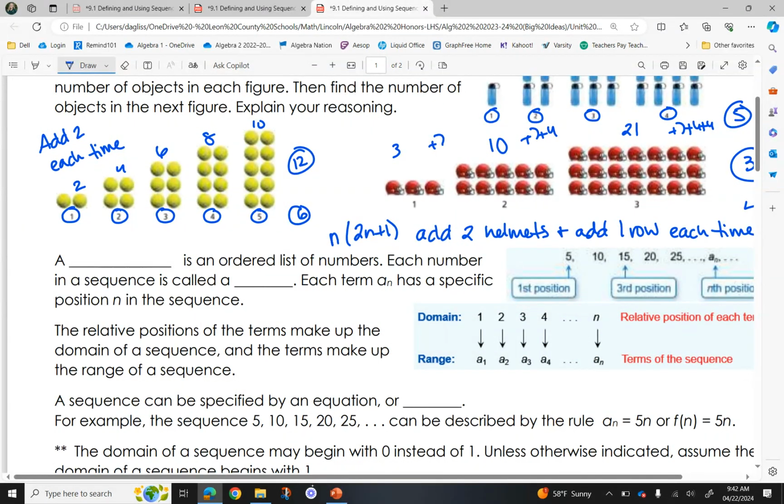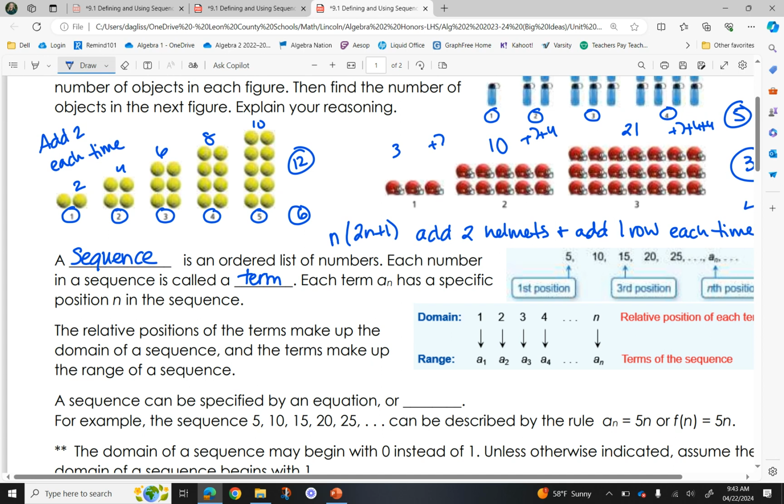All right. So just a couple of details about sequences in general. A sequence is an ordered list of numbers. Each number in a sequence is called a term. So those figure numbers, those were term numbers. The first term, second term, third term. Each term A sub n has a specific position, which is n, in the sequence. So my A sub n was 6, but the n was 3, because it was figure 3 that gave us 6 tennis balls. Does that make sense?